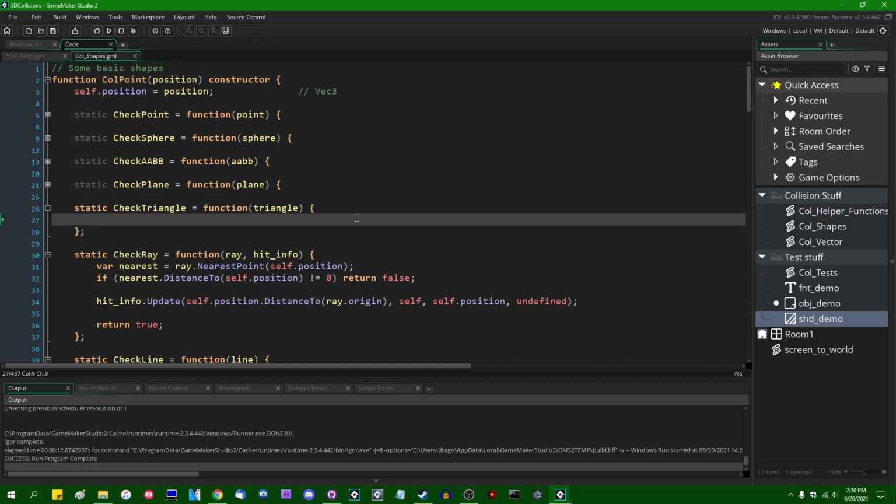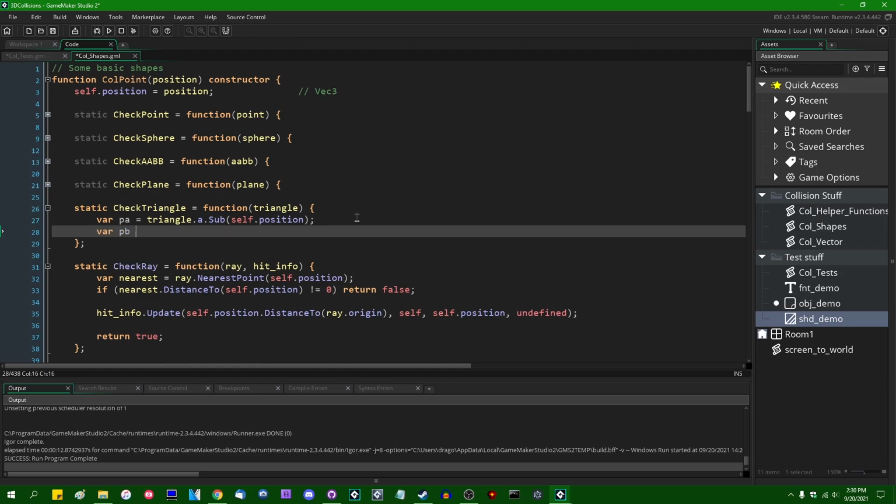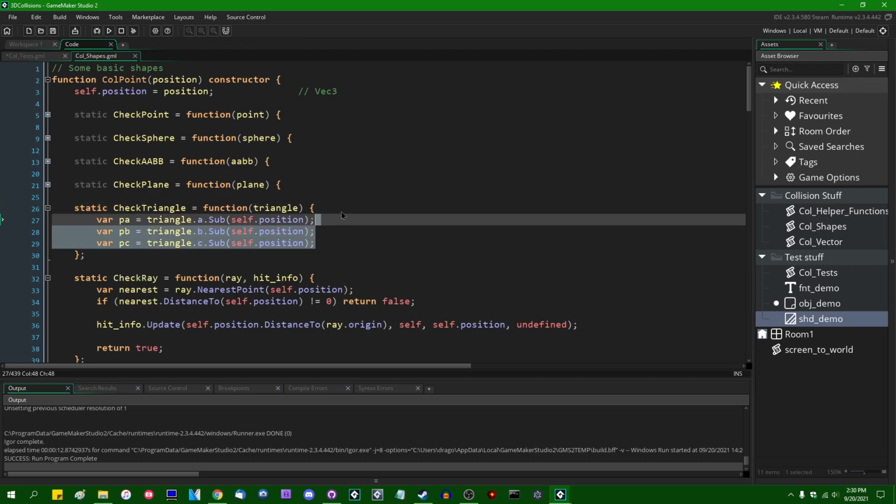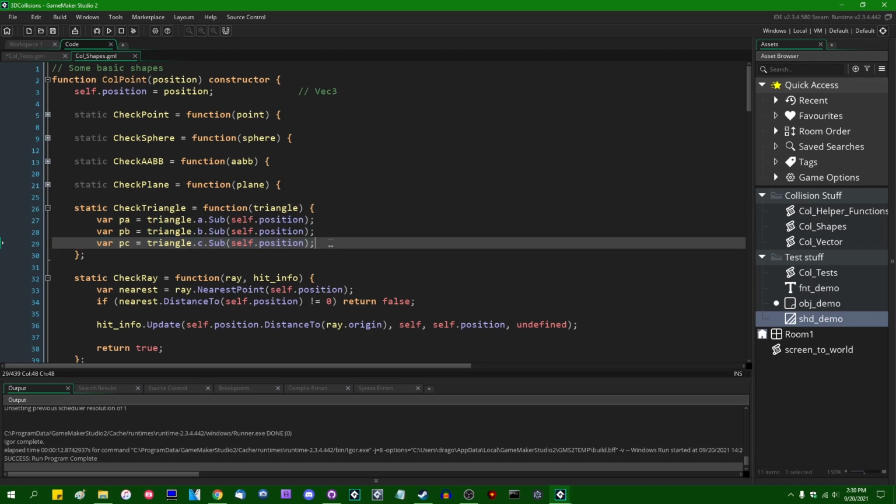So to get started, I'm going to say var PA is going to be triangle.A.sub(self.position). Var PB is going to be triangle.B.sub(self.position). Var PC is going to be triangle.C.sub(self.position). We are just subtracting the point that we're checking against the triangle from the position of each of the three vertices. This is going to transform the coordinate space of the triangle from whatever world space it exists in to coordinate space relative to the point.